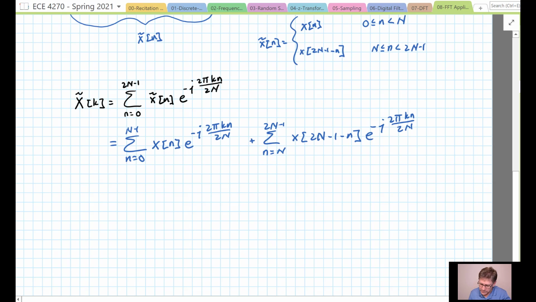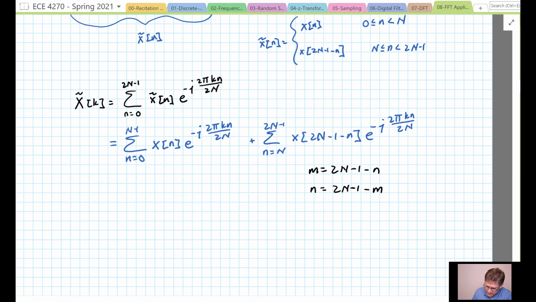So in this case, let's just say m is equal to 2N minus 1 minus n. It's good. And so now, accordingly, n is going to be equal to 2N minus 1 minus m. And we can plug that in wherever we see n, and away we go.